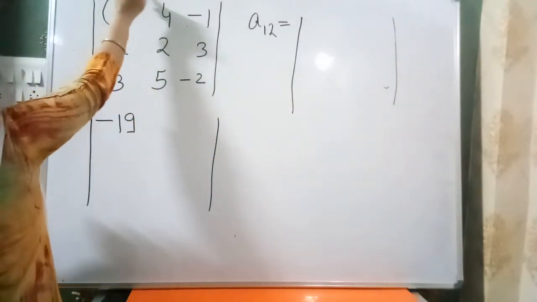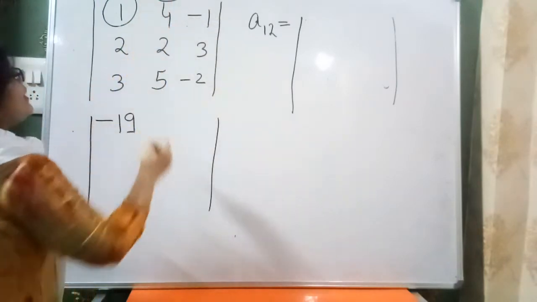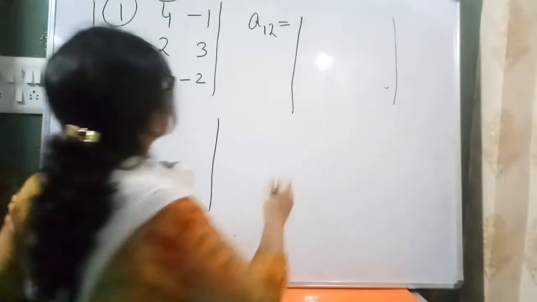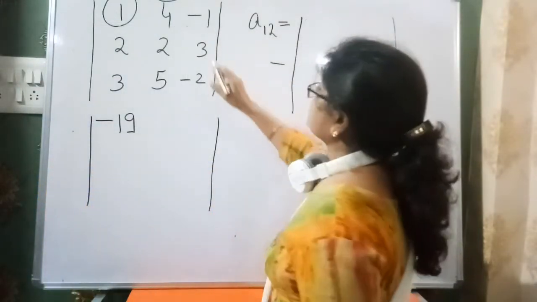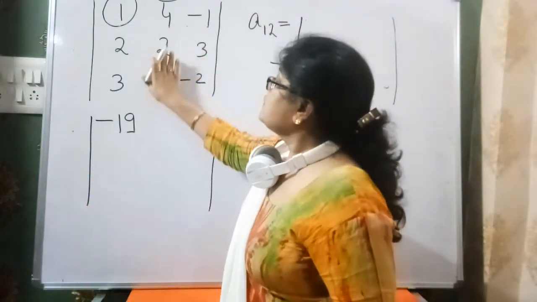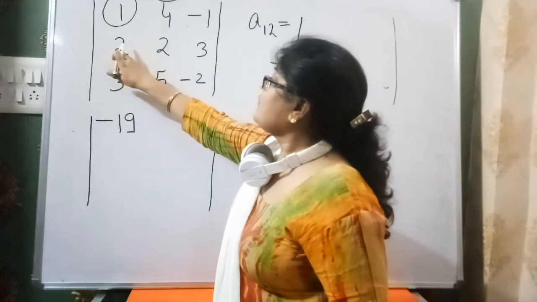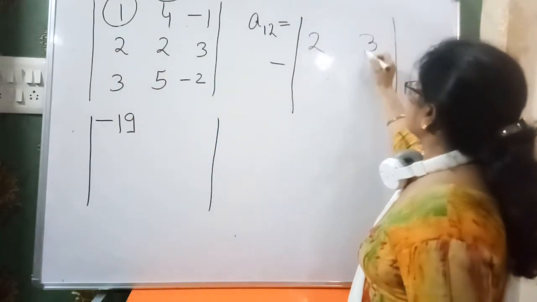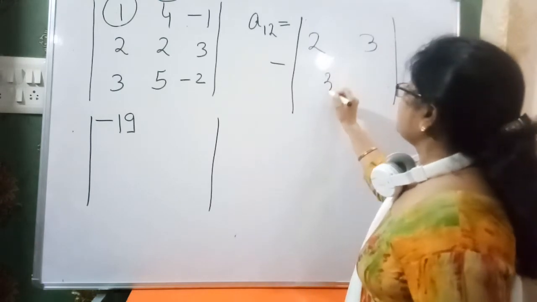And one thing more I want to tell you, whenever we find these types of things, we take this place plus and this place minus. It goes on alternately, plus, minus. So we put here minus. Now for the 4, just remove that line. We have 2, 3, 3 and -2. We have to solve this matrix.